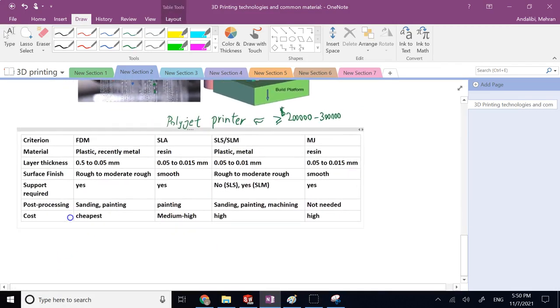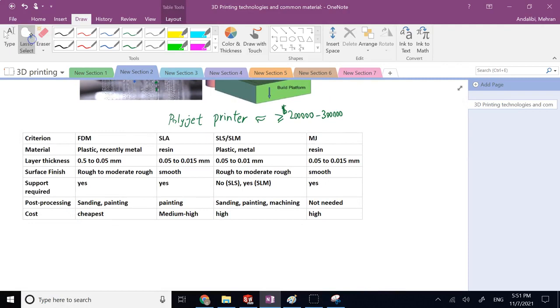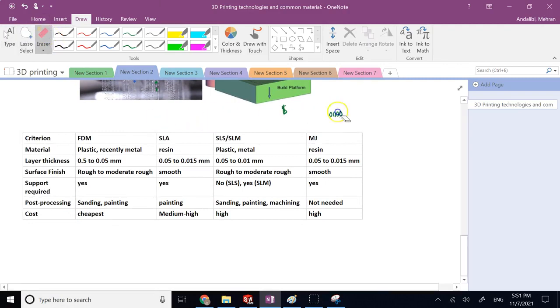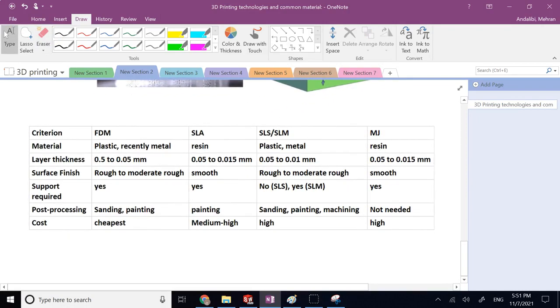Okay, and finally, I want to have a brief comparison of these four major 3D printing technologies for you in this table. So here I have all four methods for you, and I have six criteria here that I want to emphasize. The type of material.